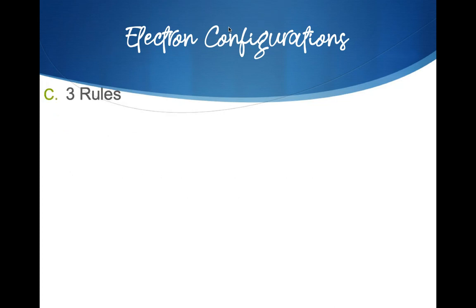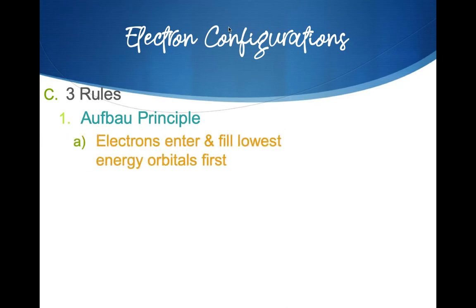Basically, to learn electron configurations, there are 3 rules you need to know. You need to know something called the Aufbau principle. Aufbau is a German word meaning building up. And it really just says that you have to enter the lowest energies before you can go to higher energies.